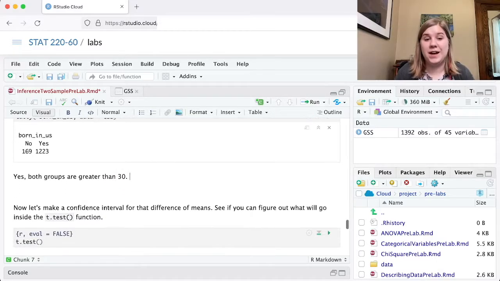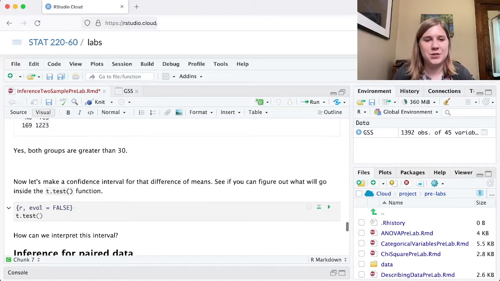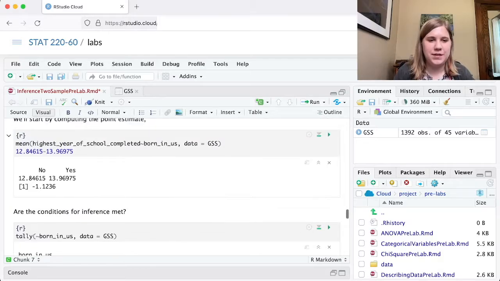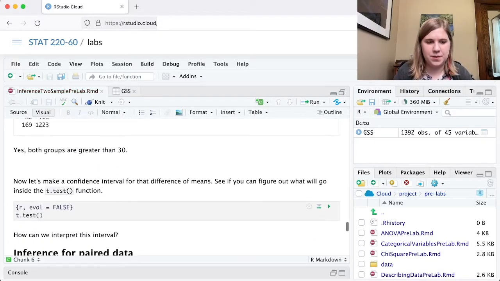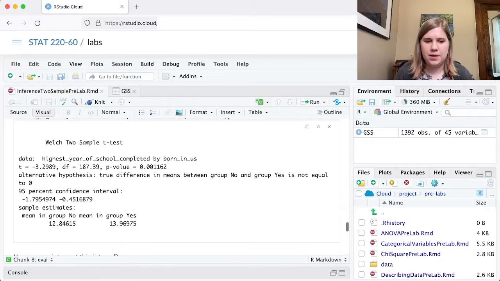And now we could make a confidence interval for that difference in means. So I'd like you to see if you can figure out what will go inside that t.test function. You could pause the video for a second while you think about it. And now I'm going to do it. I think the easiest thing to do is just copy what was inside your parentheses for the mean and put that into the t.test. And if you hit play, let's see, I think this is working.